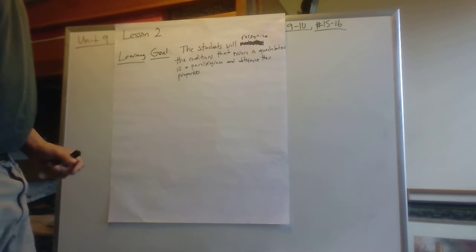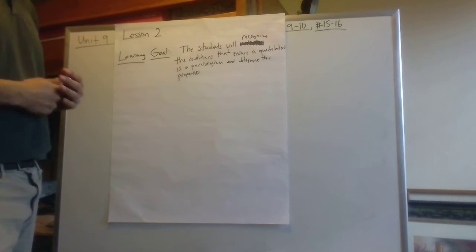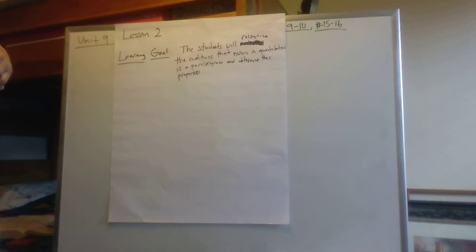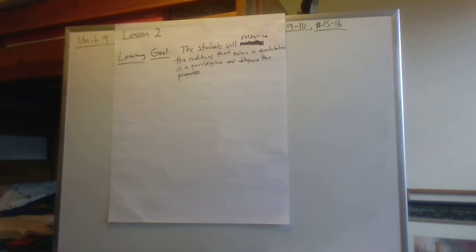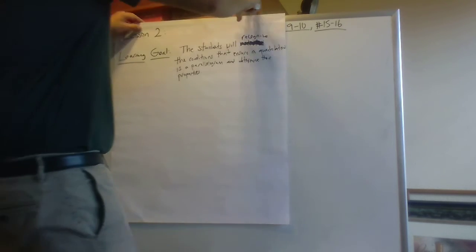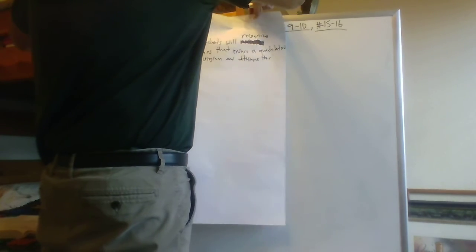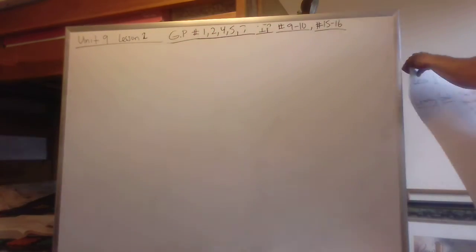So today's lesson is again on parallelograms. The learning goal is that students will recognize the conditions that ensure a quadrilateral is a parallelogram and determine their properties. So as I stated, we're just going to continue on with what we learned, some of the properties that we learned in lesson 1.